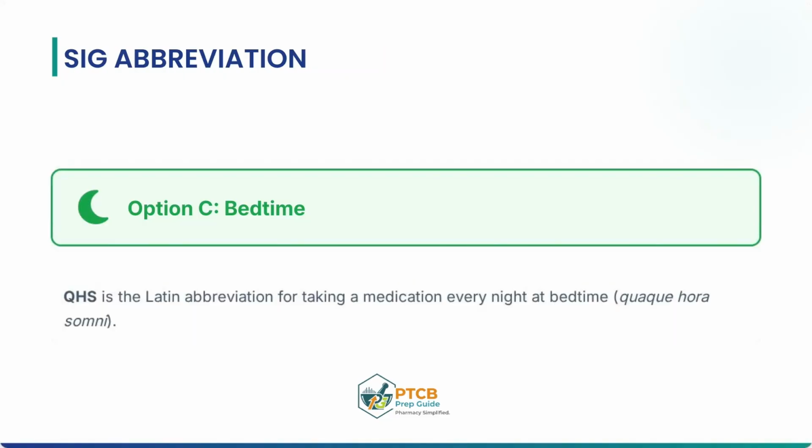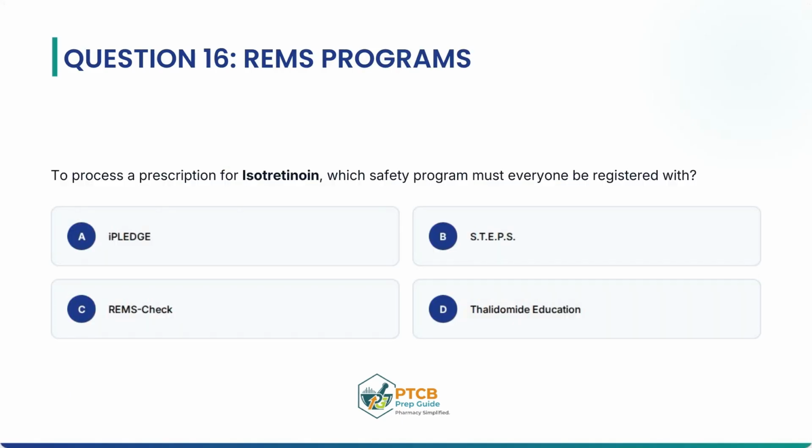The answer is option C. QHS is the Latin abbreviation for taking a medication every night at bedtime. Coming up is question number 16.